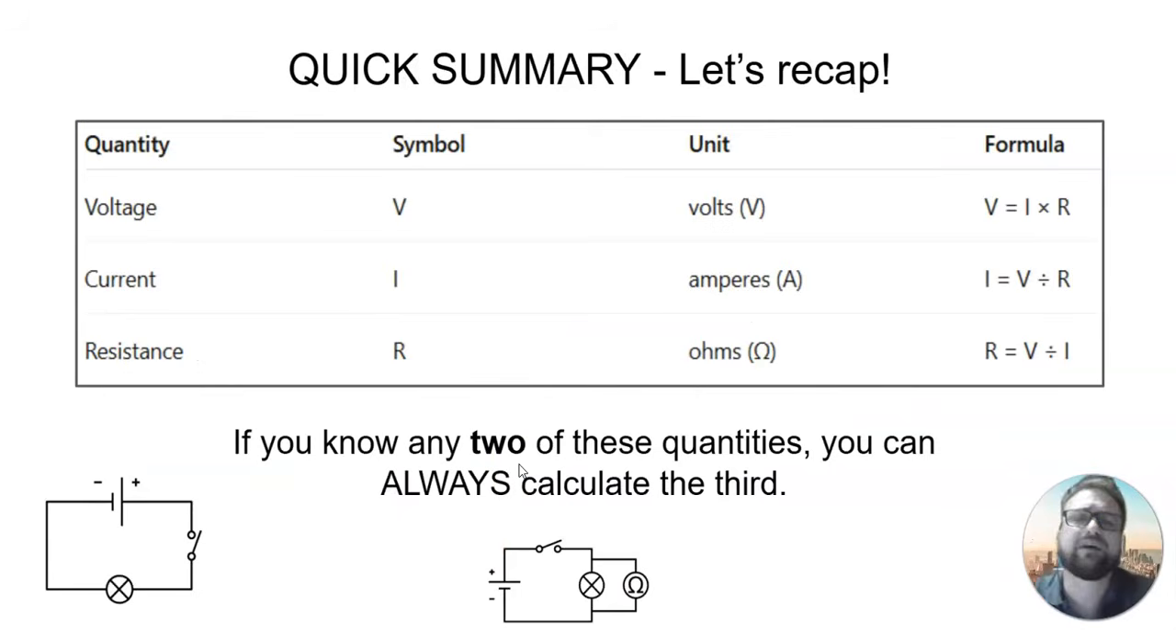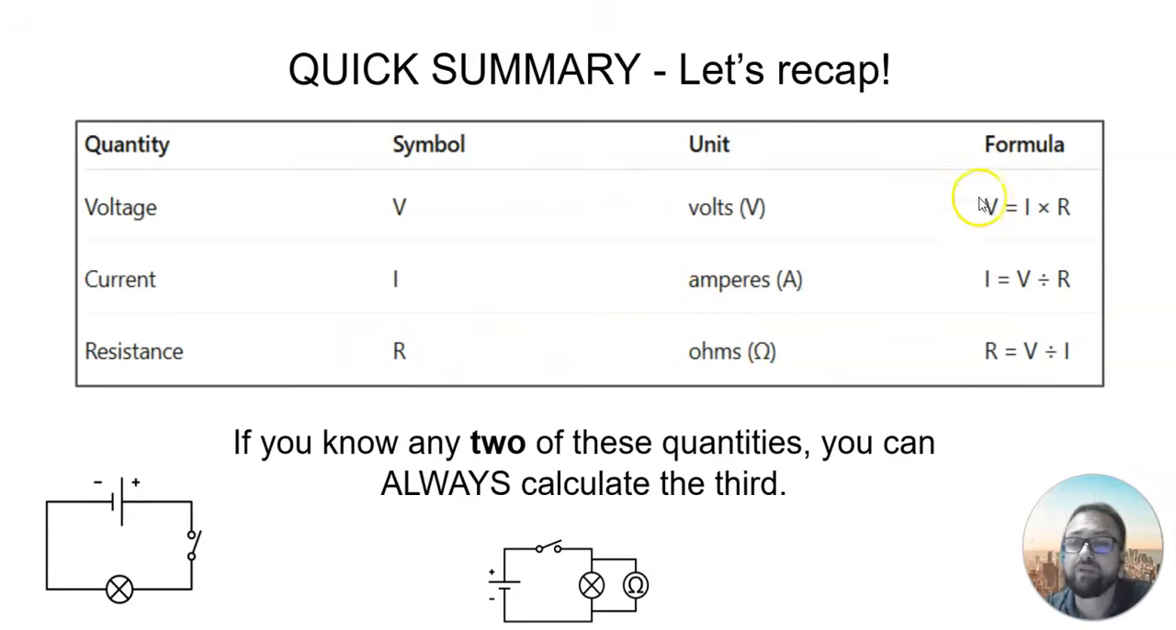All right, now let's have a look at a quick summary and let's recap. We've looked at what voltage is. We've looked at what current is, and we've looked at what resistance is. Symbols for each one: voltage is V, current is I, and resistance is R. The units in which we are measuring these three: voltage is measured in volts using the symbol V. Current is measured in amperes using the symbol A. Resistance is measured in ohms using the ohm symbol.